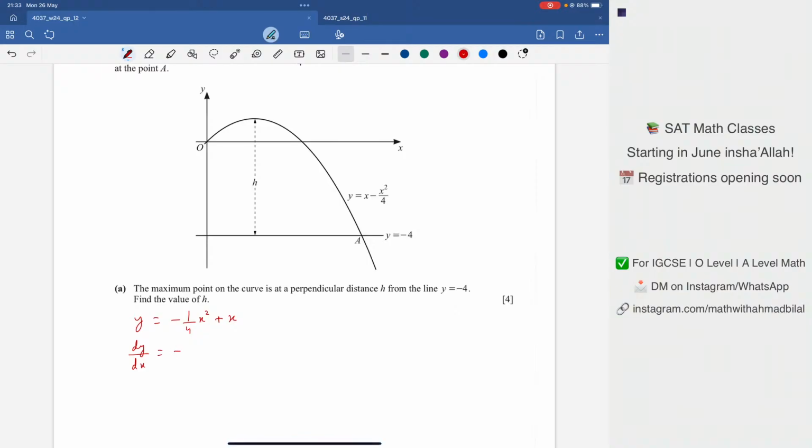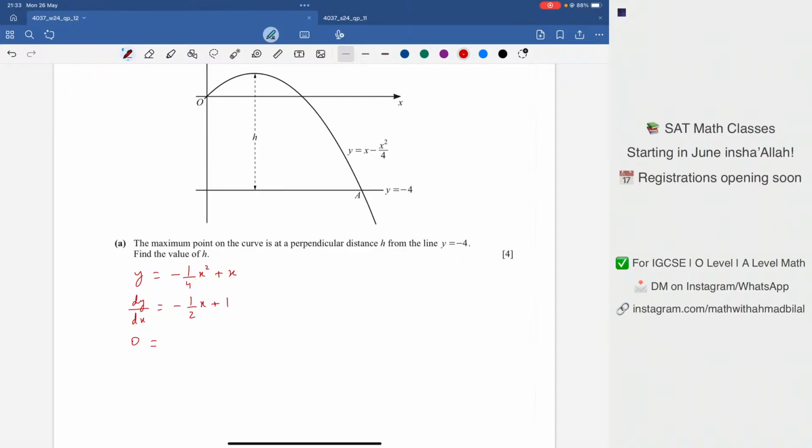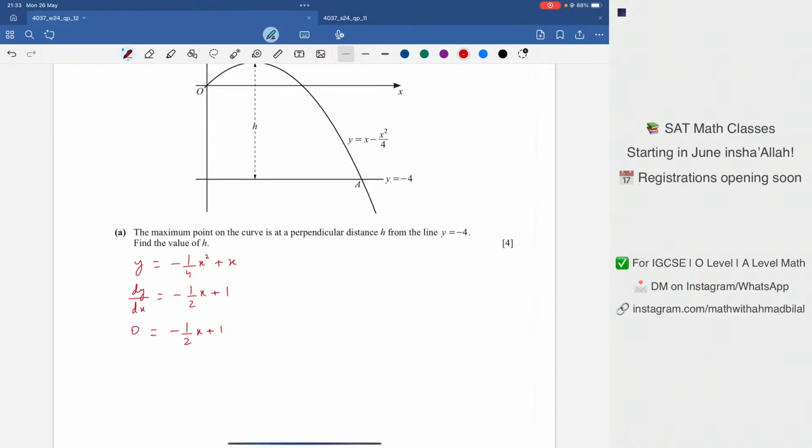Minus 1 over 4 remains as it is. You multiply by the powers. So that becomes minus 2 over 4, which is 1 over 2, times x plus 1. That's the derivative. Put that equal to 0. 0 equals minus half x plus 1. And the value of x turns out to be 2 from this. Okay, so the turning point is at x equals 2.